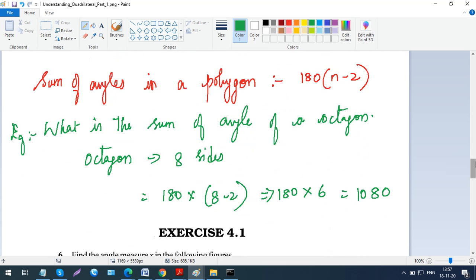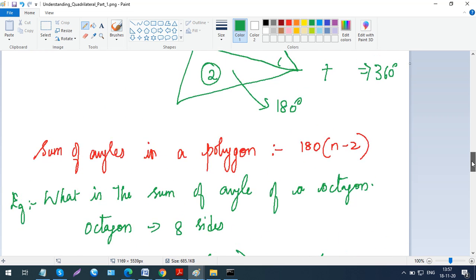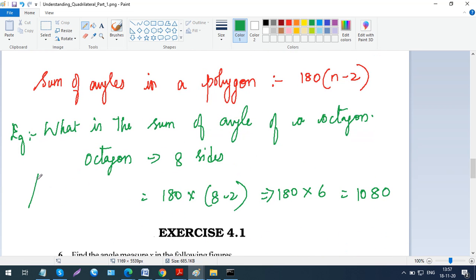All right, now what if you have many sides? You can actually draw a pentagon, for example. You can divide it into triangles, 1 2 3 triangles, right? You have got 3 triangles, so this is going to be 180 plus 180 plus 180. So all 3 added together is going to give you how much? 540, right?